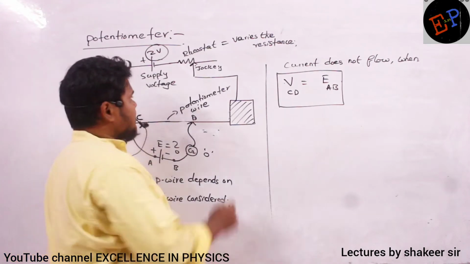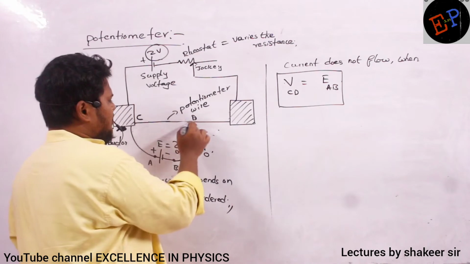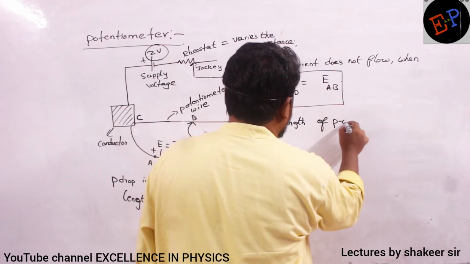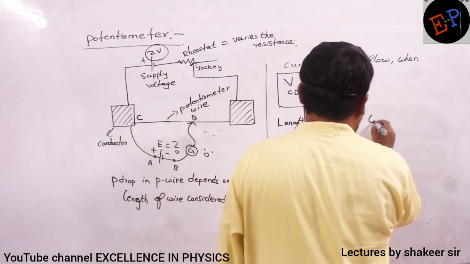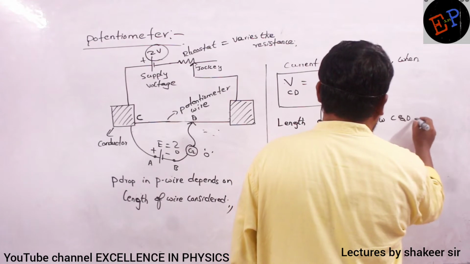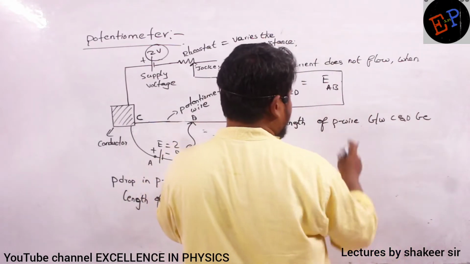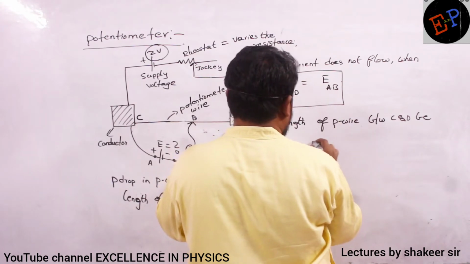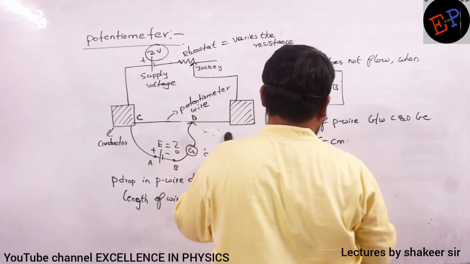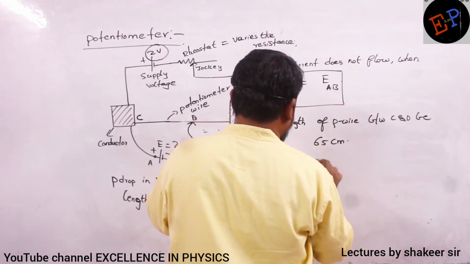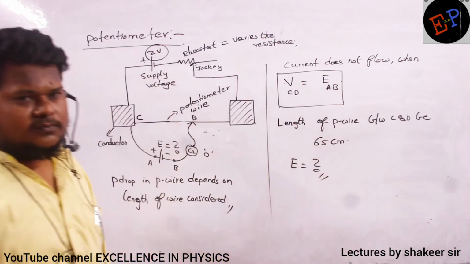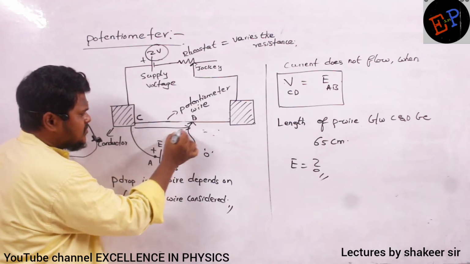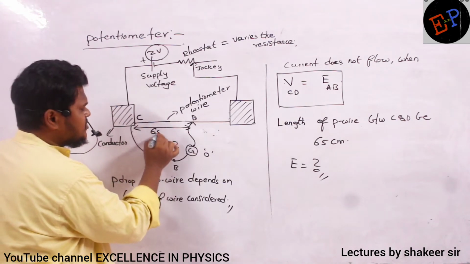Let us take an example. Let us take the same 2 volts, and let us consider the length of the potentiometer wire. Total length is 1 meter. So the potentiometer wire between C and D, let us take 65 centimeter. Then what is the EMF of the cell? Can you say, anybody? What is the length of C and D? Length between C and D, let us take it is 65 centimeter.